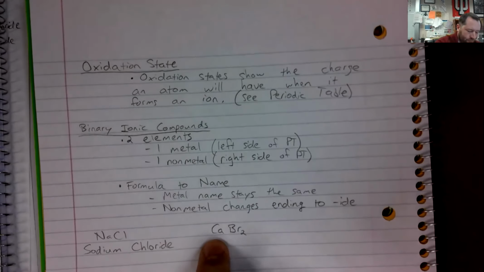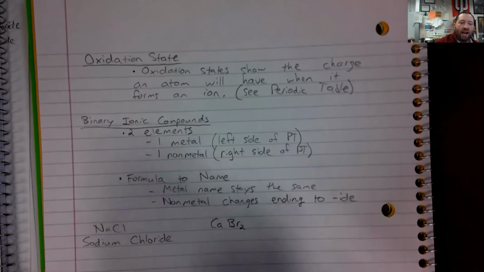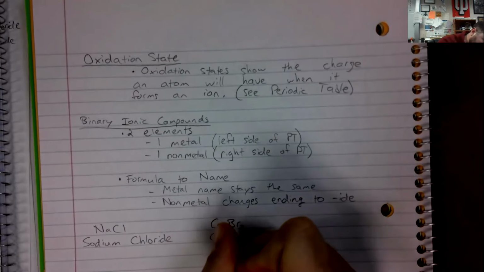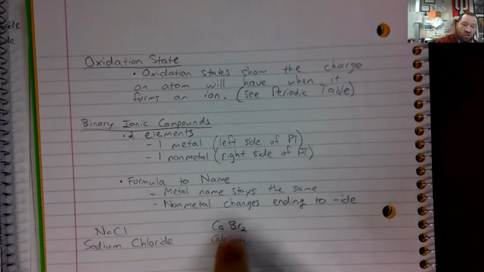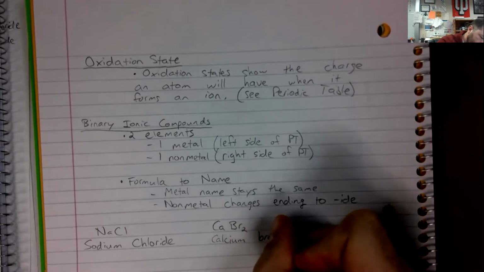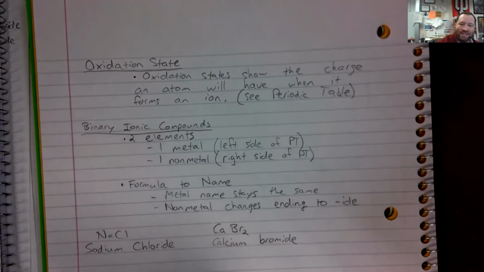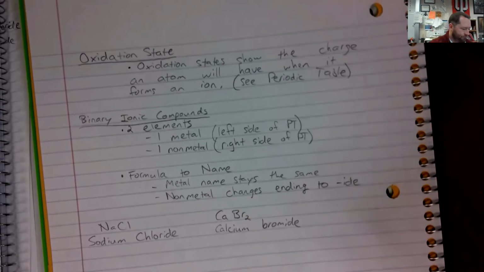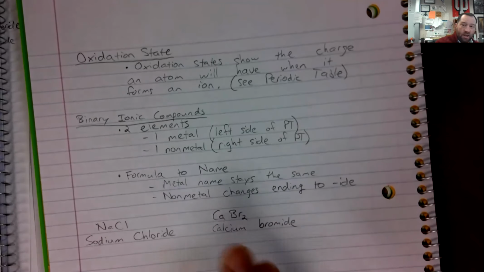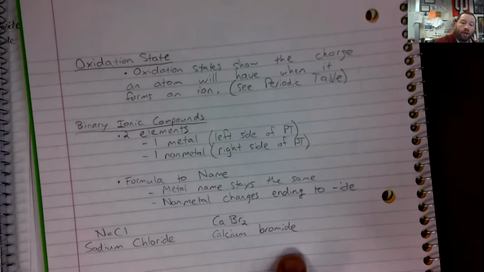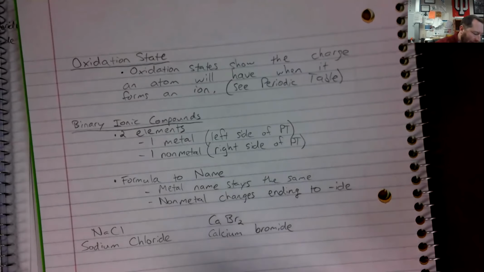CaBr2. Again, we're working with a metal and a nonmetal. It's a binary ionic compound. Calcium, the name of the metal does not change. Bromide. Bromine drops its ending and adds IDE. So that's going from formula to name. Not terribly difficult. Biggest thing you got to remember, drop the ending of the anion and add IDE.